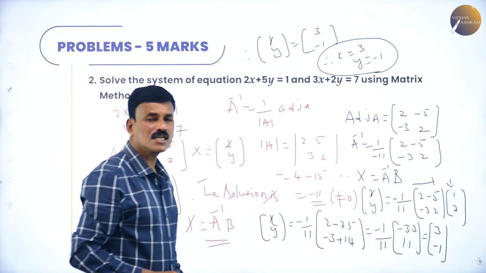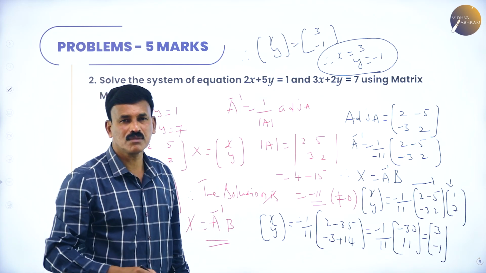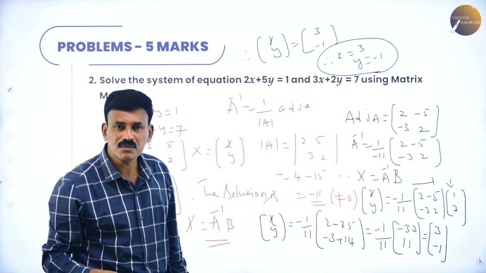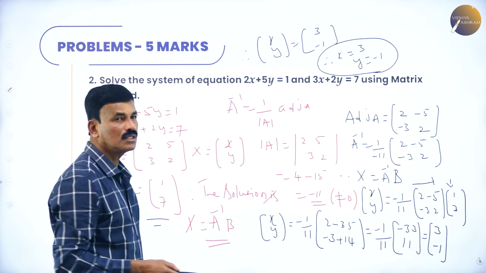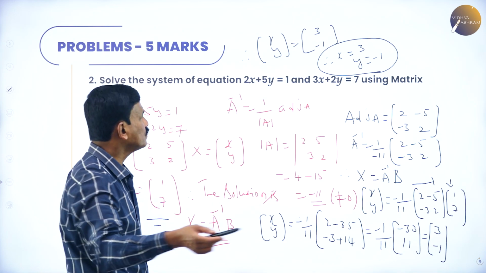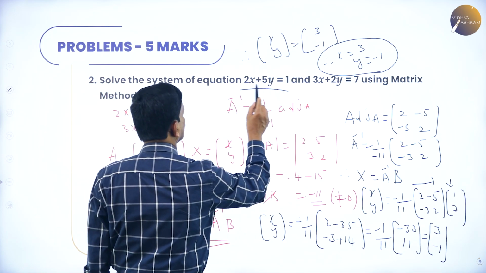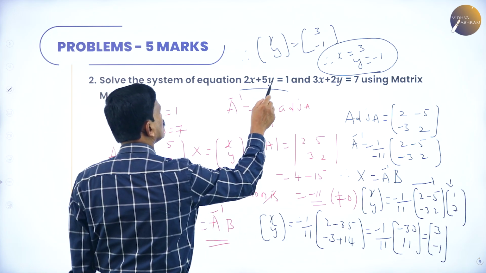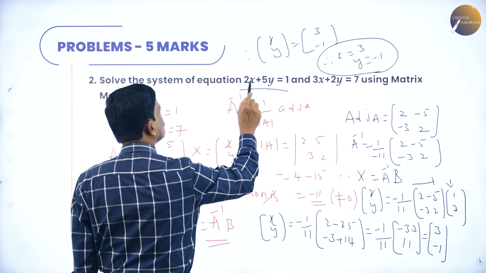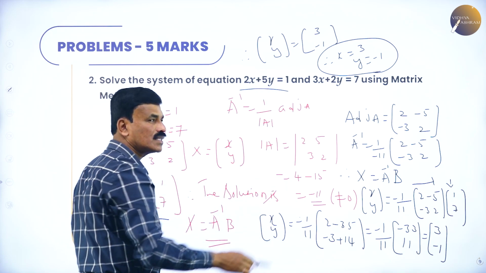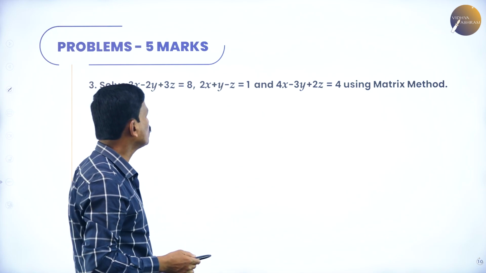That's it. This is how we are going to solve a simultaneous equation using the matrix method. Right, very simple problem. Now, if you want to verify, you can verify, just substitute the values of x and y here. X is equal to 3 and y is equal to minus 1. 2 threes are 6, plus 5 into minus 1 is minus 5. 6 minus 5 is equal to 1. That's it. Now, move on to the next problem.